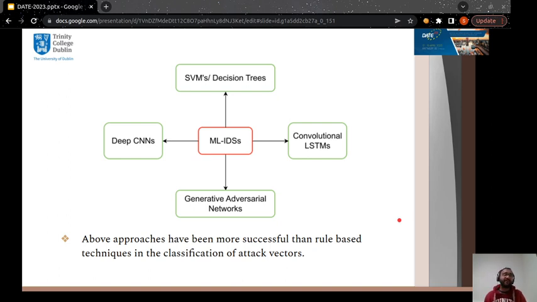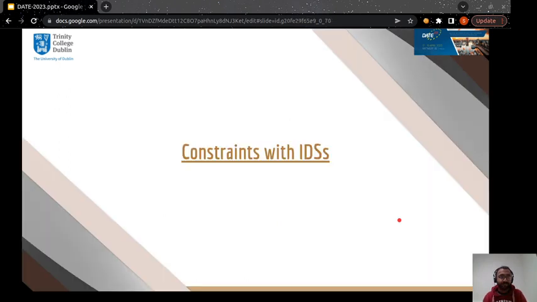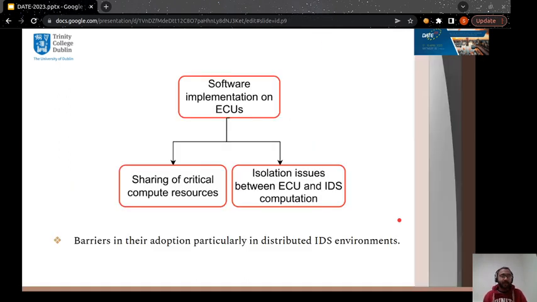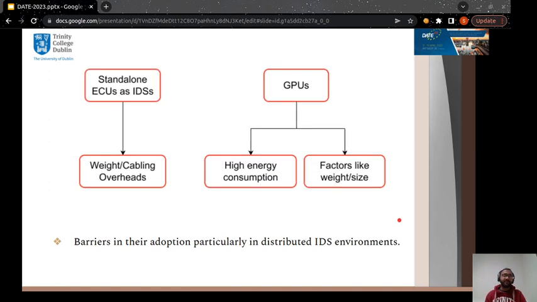on how these models need to be deployed in a resource-constrained vehicular environment. We discuss these next. Usually, software implementations of these high memory intensive machine learning models lead to sharing of critical compute resources on the ECU, which can lead to computational overheads in actual ECU computation or cause isolation issues.